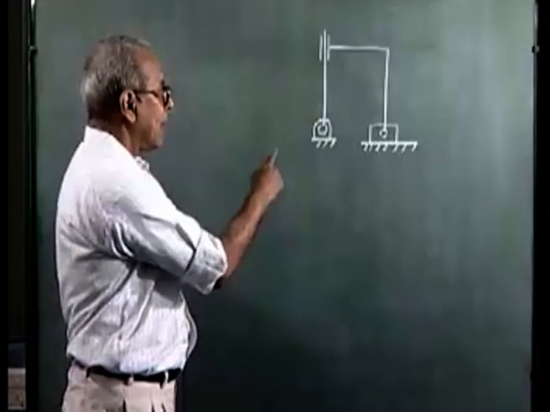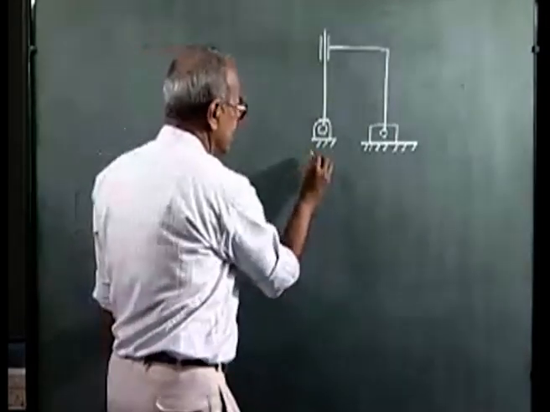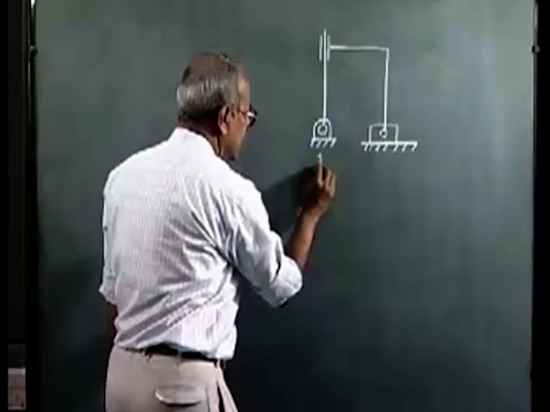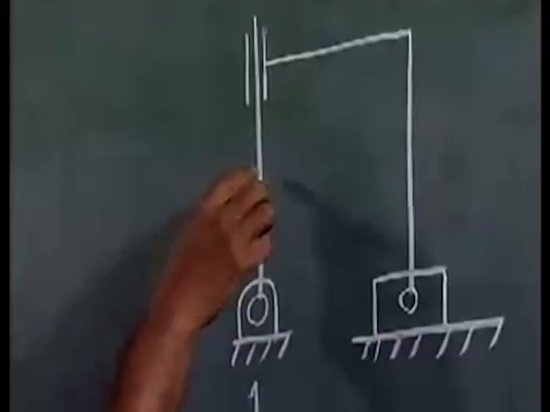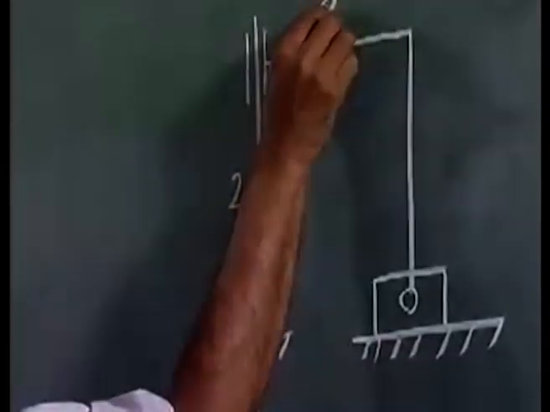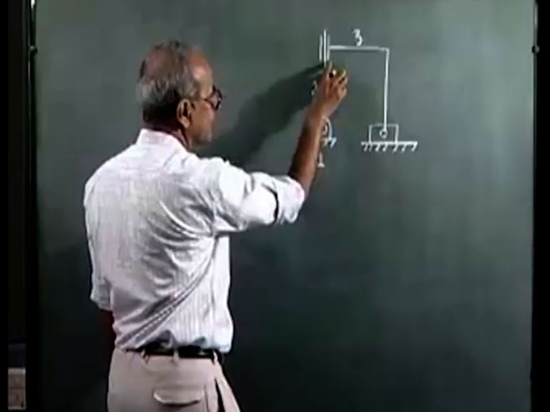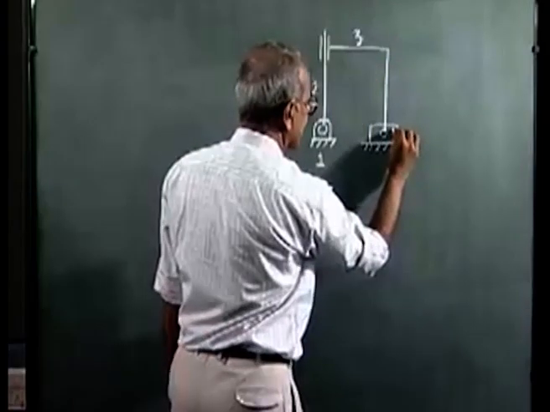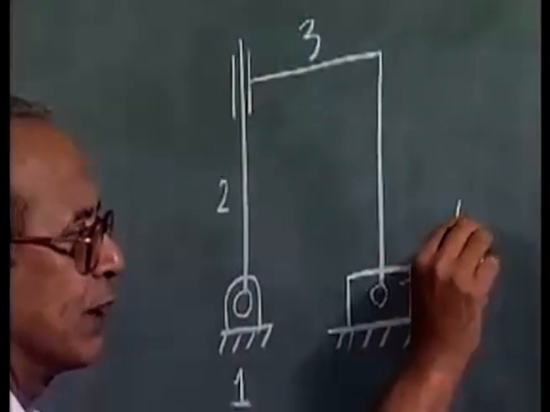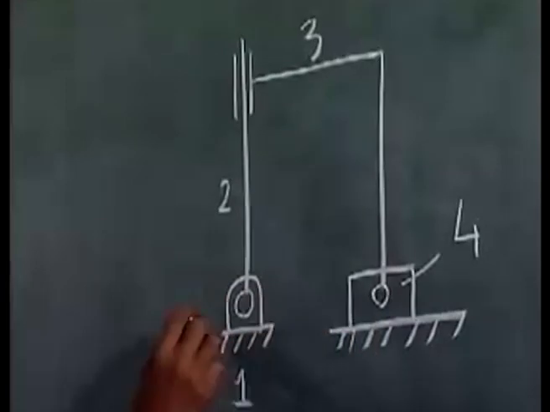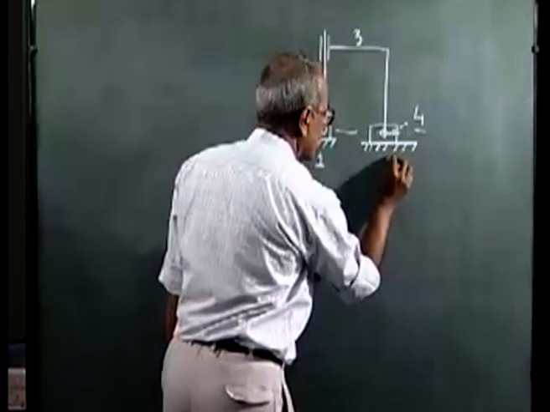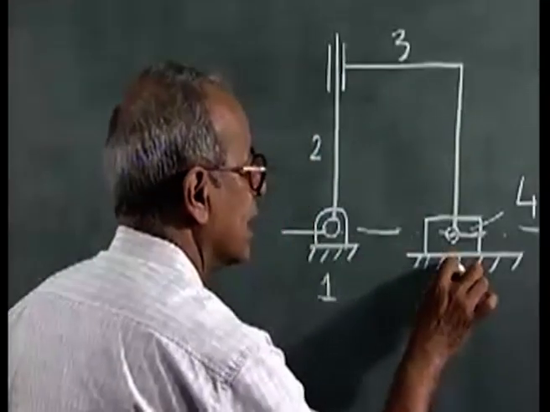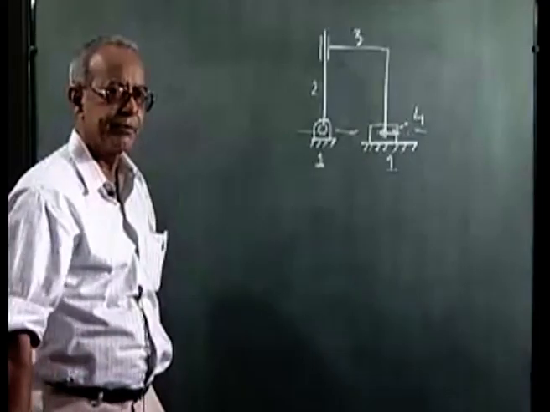This is an RP-RP mechanism. Link number 1 is connected to link number 2 through a revolute pair. Link number 2 is connected to link number 3 through a prismatic pair. Link number 3 is connected to the slider, which is link number 4, through a revolute pair, and link number 1 and 4 are connected by a prismatic pair.